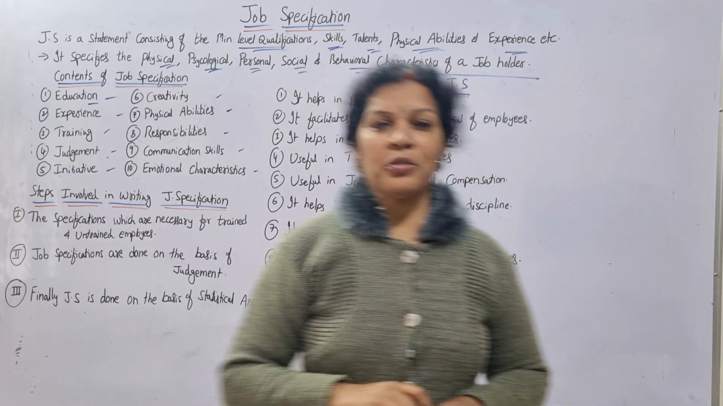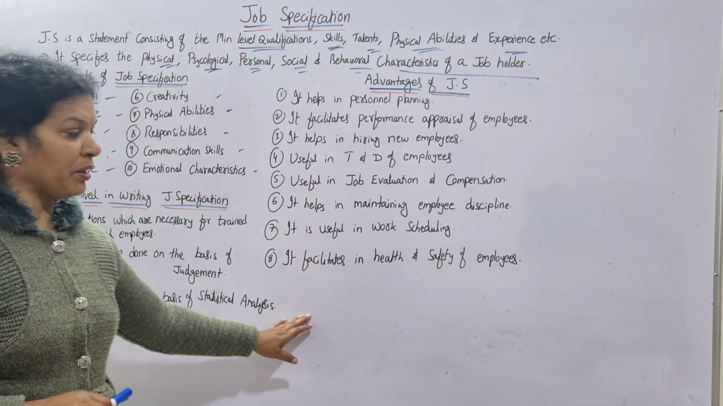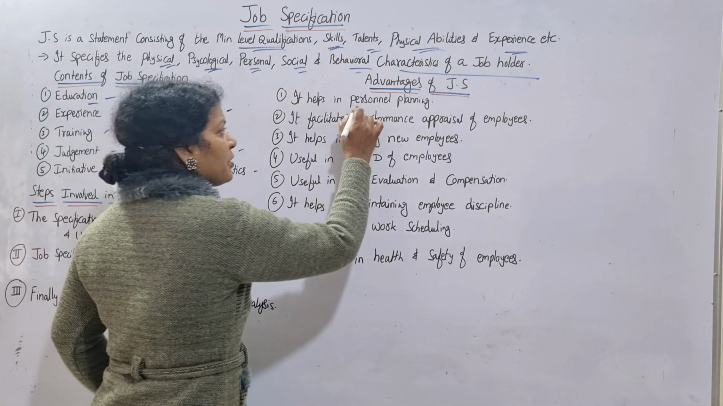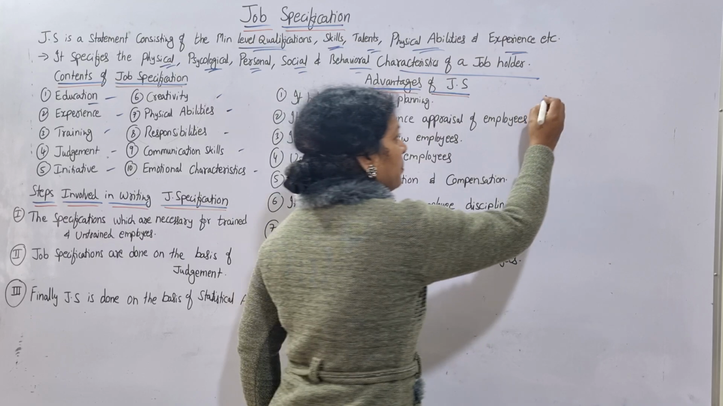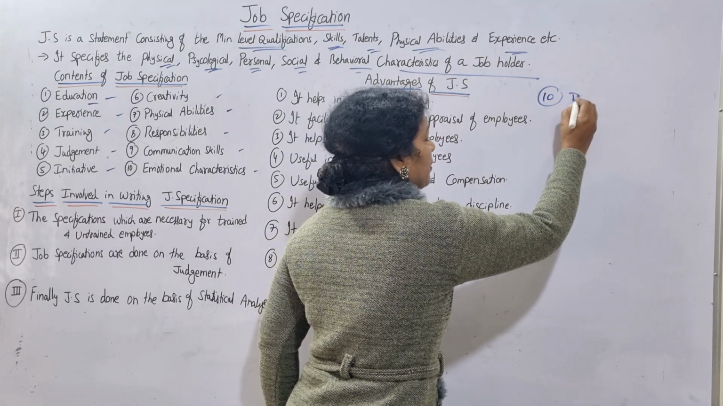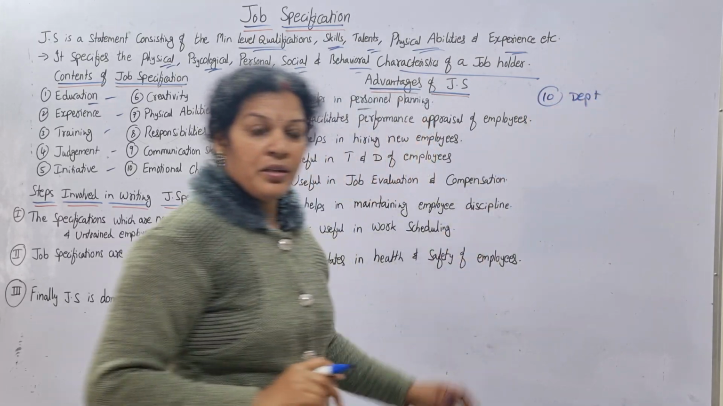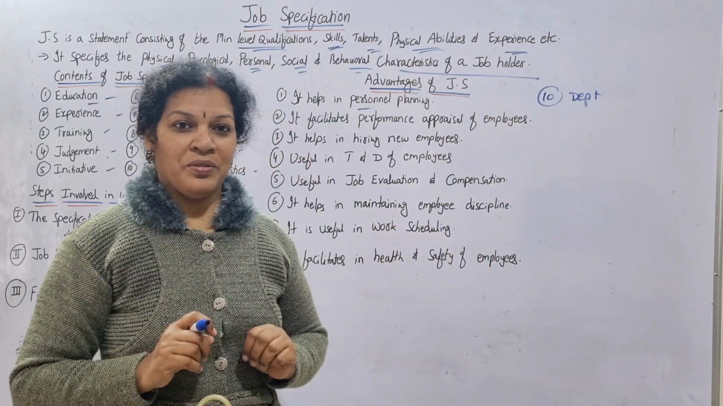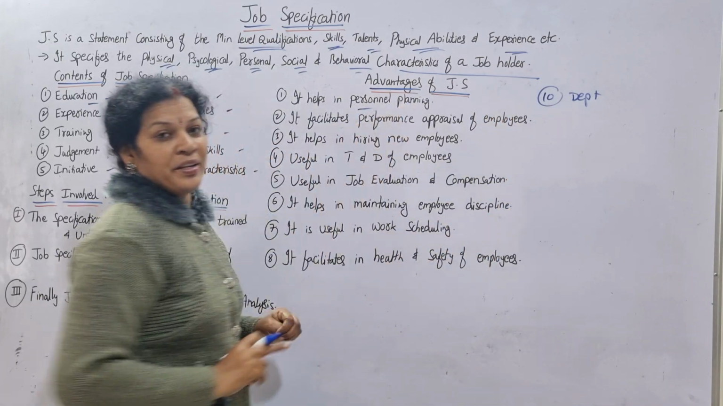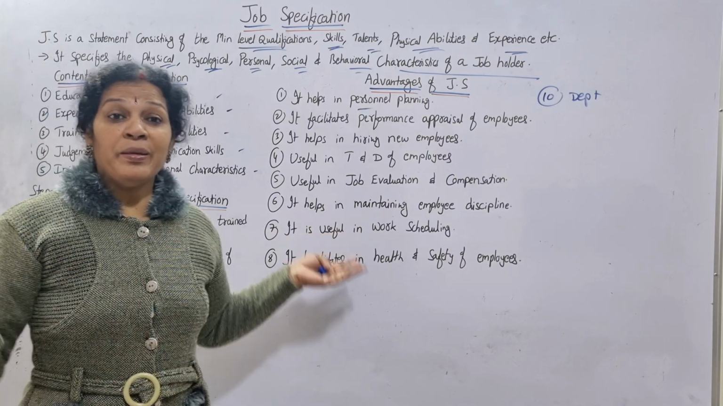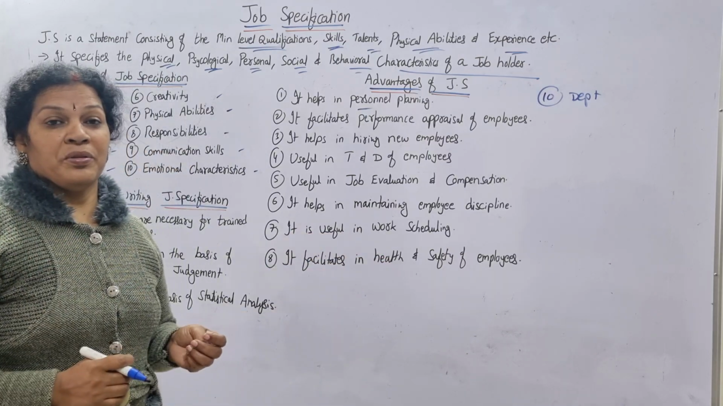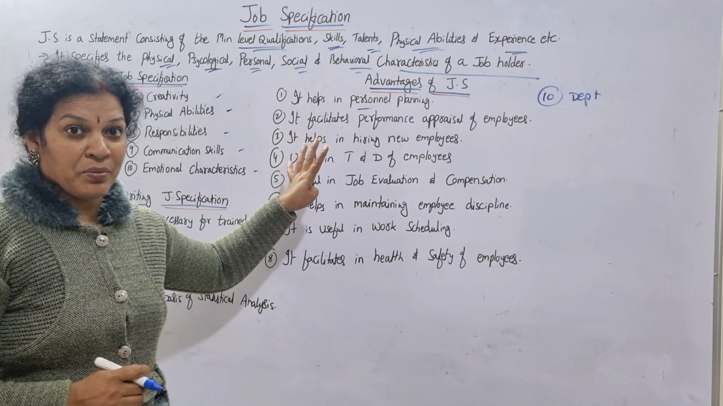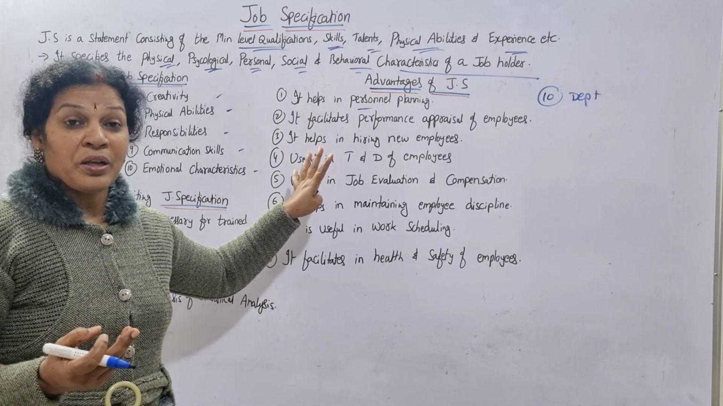Now what are the advantages of job specification? Mainly 7 or 8 advantages are there. First one is that it helps in personnel planning. Personnel planning means suppose we have 10 employees in a department. These 10 employees you can observe personally, that is personnel planning. Even if there are 100 employees, you can observe them, because we have mentioned very clearly in the job specification what is required and what are the things we are looking for.